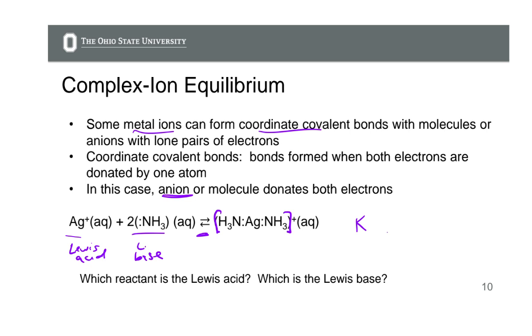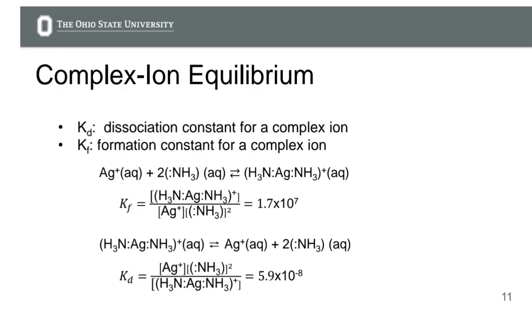We're going to look at two K's. Two different, they're still equilibrium constants. We're just going to add some new subscripts to them. So we're going to have K sub D, which is the dissociation constant for a complex ion, and K sub F, which is the formation constant for the complex ion. Okay? So these are the reverse of each other. K sub D is equal to 1 over K sub F, and vice versa.